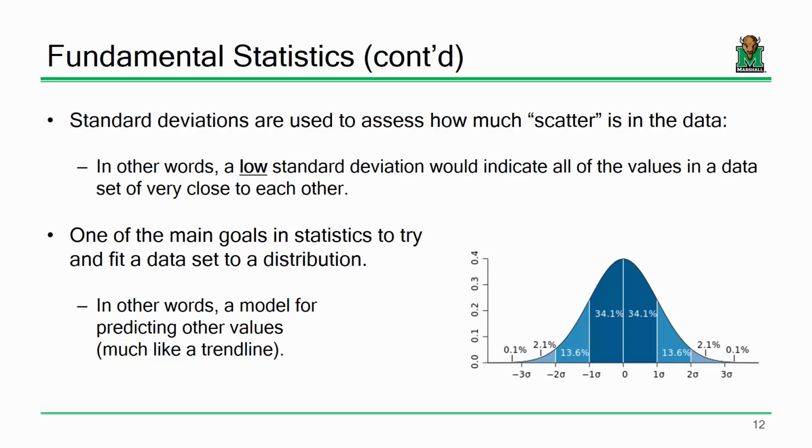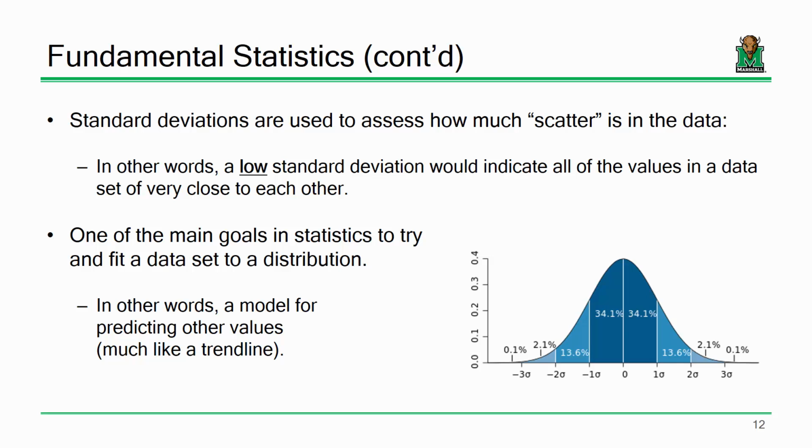One of the main goals in statistics is to try and fit a data set to a distribution. It's kind of like what we did with trend lines. Remember how I gave you some data points, and then I said, let's try and fit a line or a polynomial or a logarithmic curve or an exponential curve to that data set. Well, you're doing that so you can make a prediction. You come up with some data, you fit a model to that data, so you can use that model to predict other stuff, right?